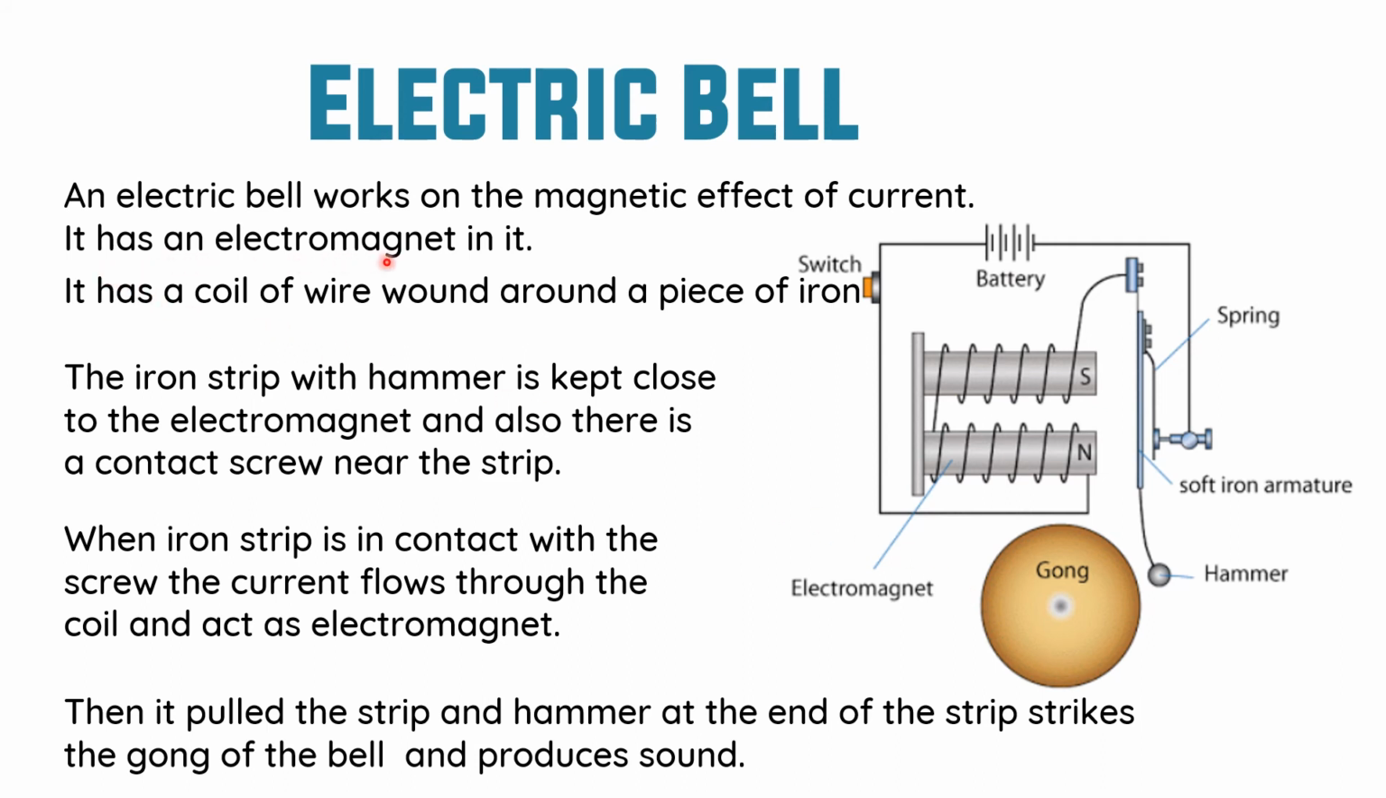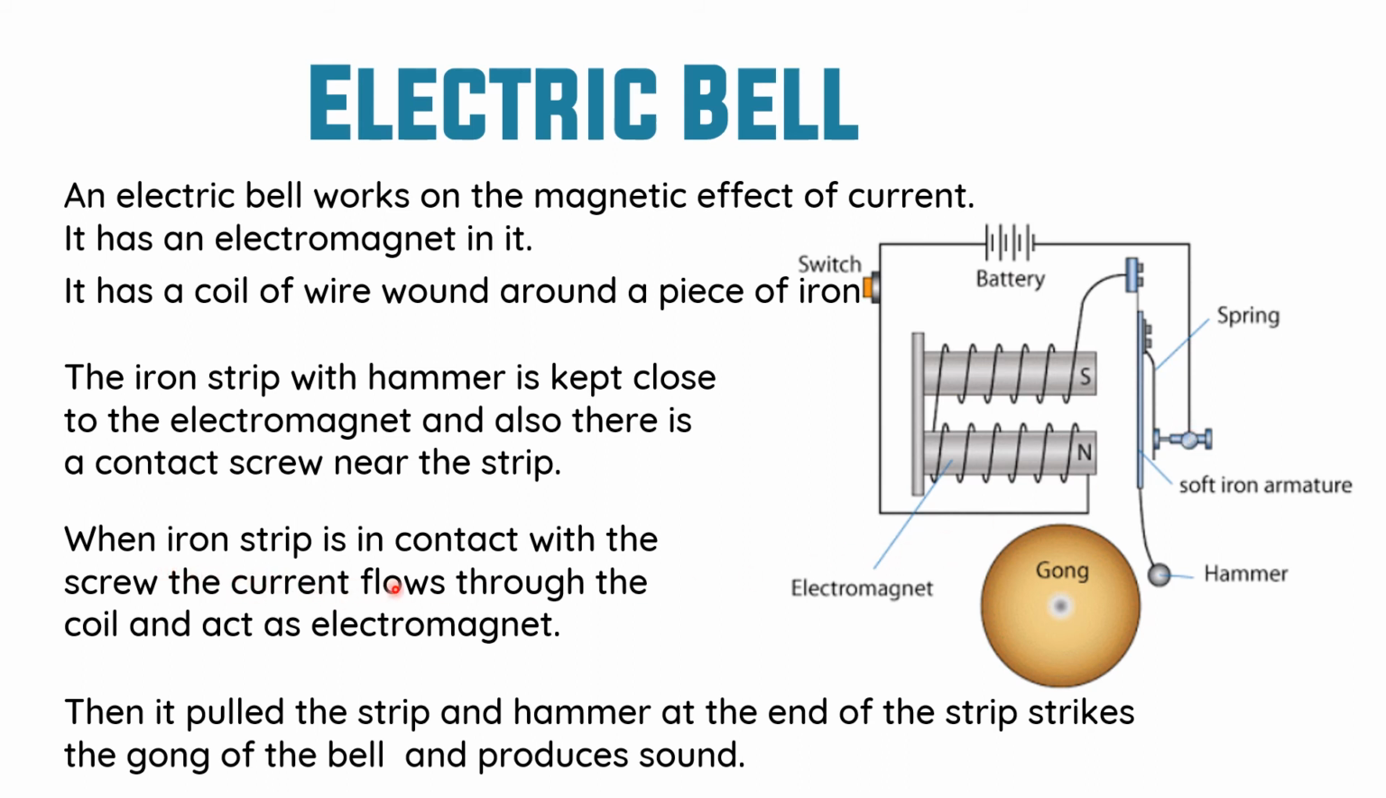So it has an electromagnet in it. This is the electromagnet. It has a coil of wire wound around a piece of iron. So this is the iron piece, and the insulated wire is wrapped around it. The iron strip with the hammer is kept close to the electromagnet, and there is also a contact screw near the strip. Here this is the iron strip, and it is connected to one hammer and one screw also here.